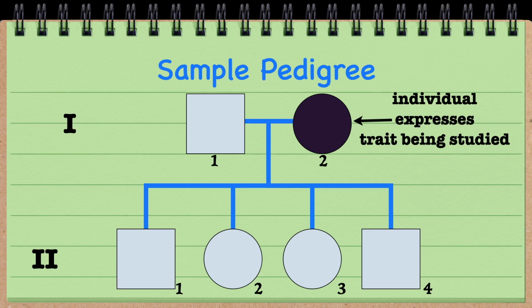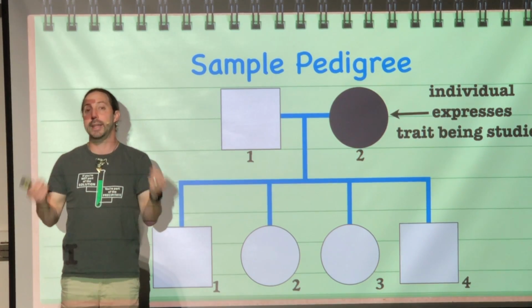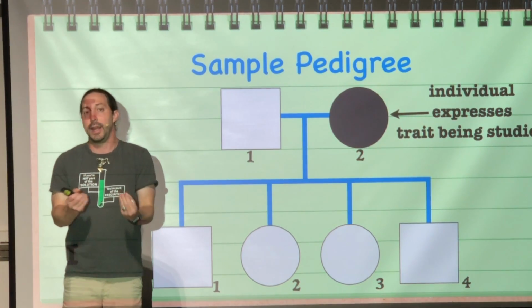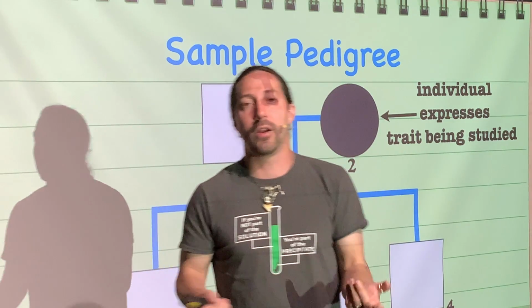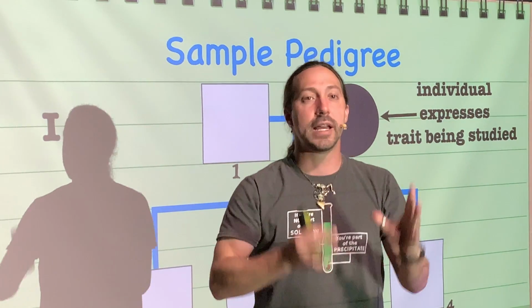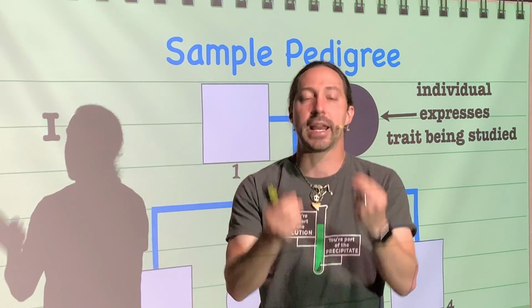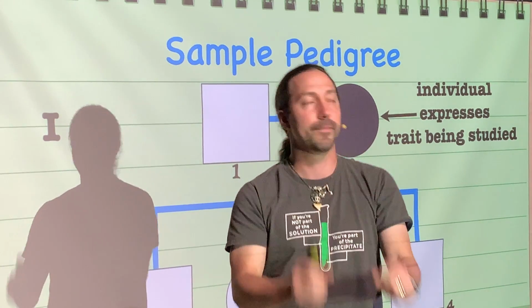If we have an individual shaded in, that means they exhibit or express the trait that is being studied. The trait isn't necessarily dominant or recessive or anything. All we know is that that individual that is shaded in is expressing that particular trait.